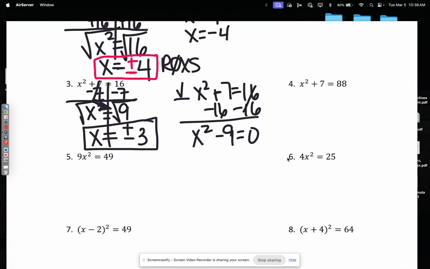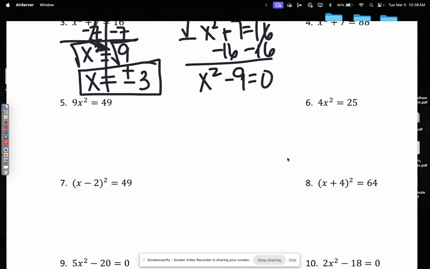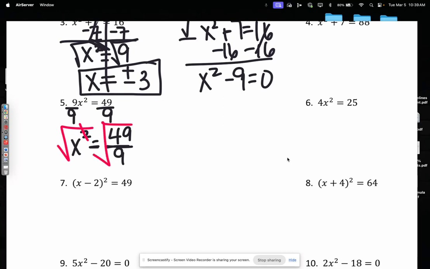Number 5 is a little tricky. We're multiplying by 9, so now we're going to divide by 9. So we have x squared equals 49 over 9, which does not simplify nicely. We're going to just leave it a fraction. To undo our squared, we're going to take the square root of both sides. This is essentially saying take the square root of the numerator, take the square root of the denominator.